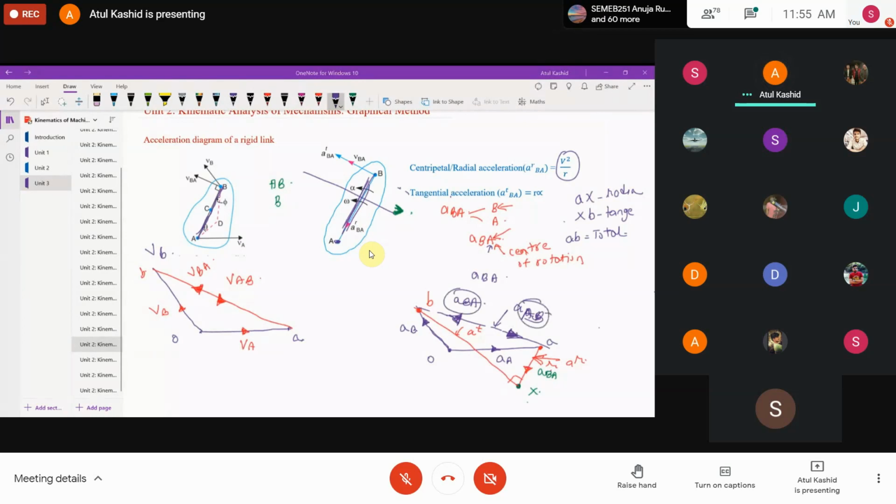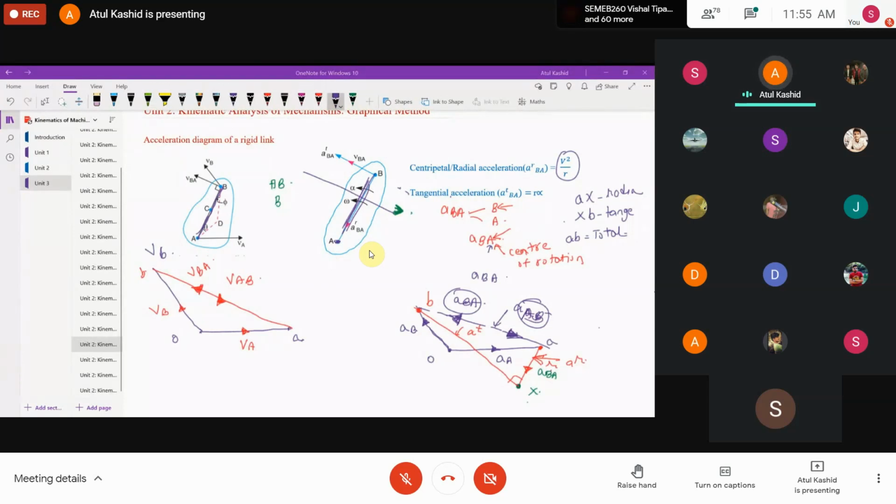You have to remember one thing: in the velocity diagram, if we are talking about the link AB, we have only one vector. But in the acceleration diagram, if we are talking about a link AB, then we have to consider two vectors, one for the radial and another for the tangential component. And then if we join the endpoints of A and B, we are going to get the total acceleration. Right? So please reply in the chat box quickly.